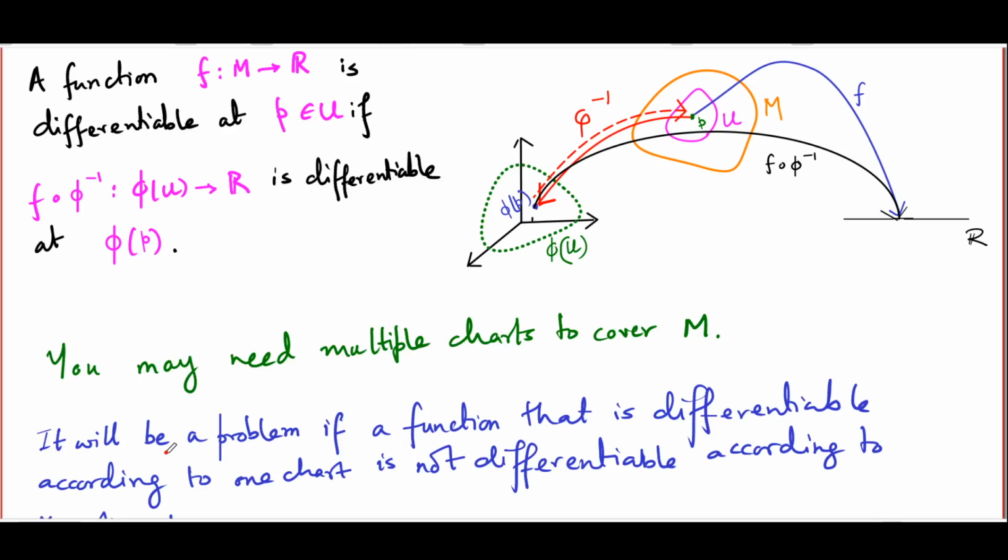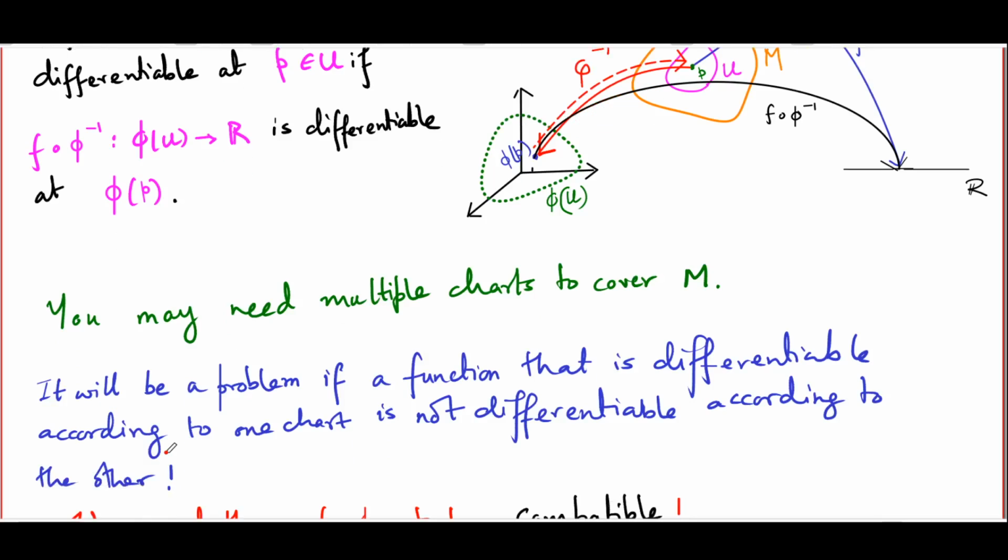After all, it is possible that a function which is differentiable according to one chart is not differentiable according to the other. And of course, this will become a problem when the domains of two charts overlap, so that you could use either of the two charts to talk about the differentiability of a function at a point which is inside the overlap. In order to prevent such disastrous things from happening, you must make an additional demand. And the demand is that we need these charts to be compatible.